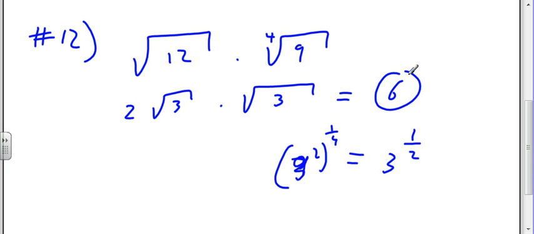All right, so I got the square root of 12 times the fourth root of 9. Boom, 6. Yeah, very good. Thank you, calculator, for confirming that. Okay, number 13.